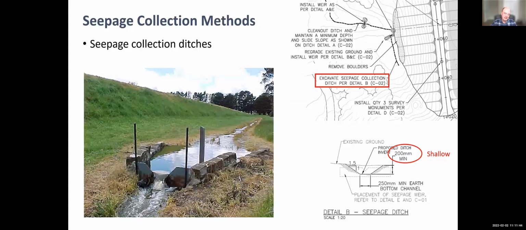This is not a great example, but it's a typical example of what a V-notch weir would look like. And here's some engineering design, a plan view, and a little zoom in on a cross section of what these things might look like.